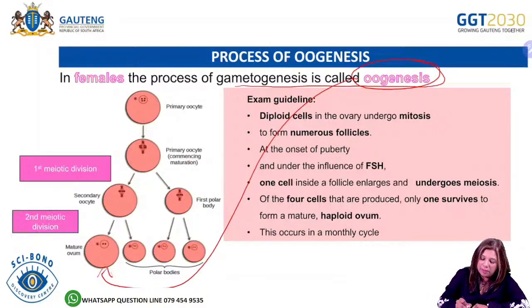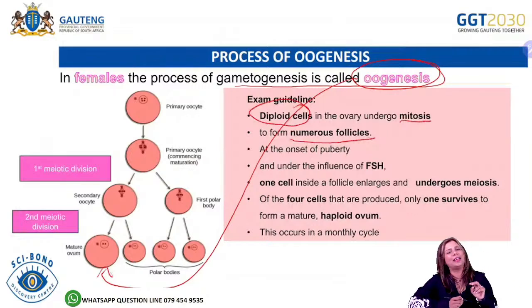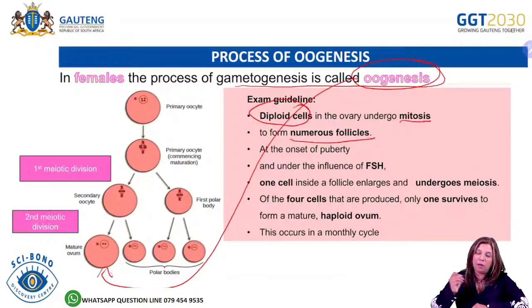We have diploid cells which undergo mitosis to form numerous follicles. So, there we're starting again, the same. Do you see it's the same line from spermatogenesis? We have diploid cells which undergo mitosis, so they're growing larger, and this is what happens at the onset of puberty.